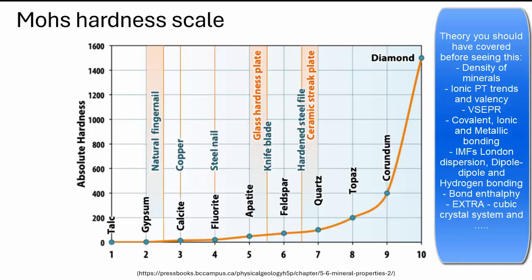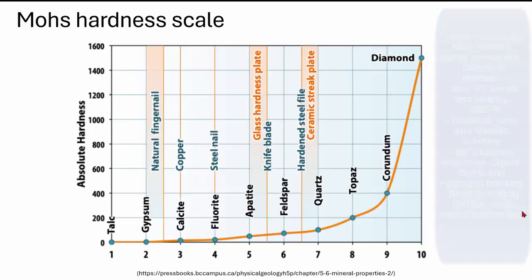So this one's a lot harder because it's going to look at far more complex principles like the VSEPR three-dimensional structures. It's going to look at the bonding, not just the ionic, covalent, metallic, but also the intermolecular forces. And we're also going to touch on the enthalpy bonds and a few other concepts to try and make sense of why these 10 minerals have different scratch abilities.